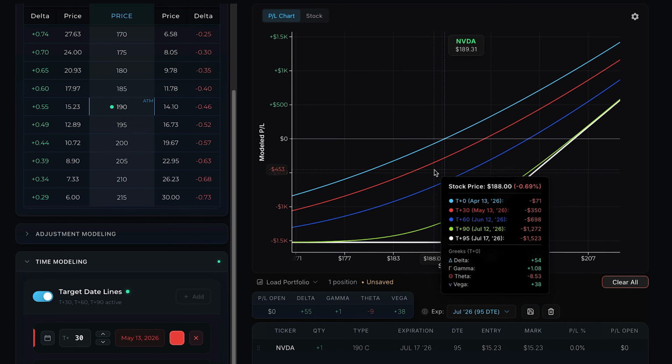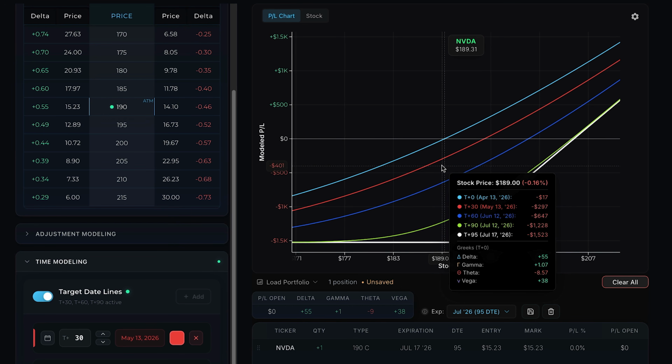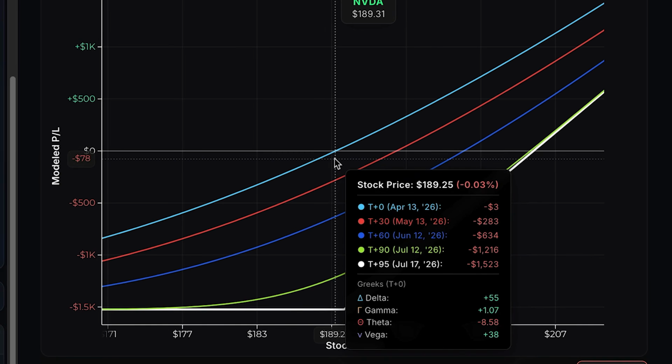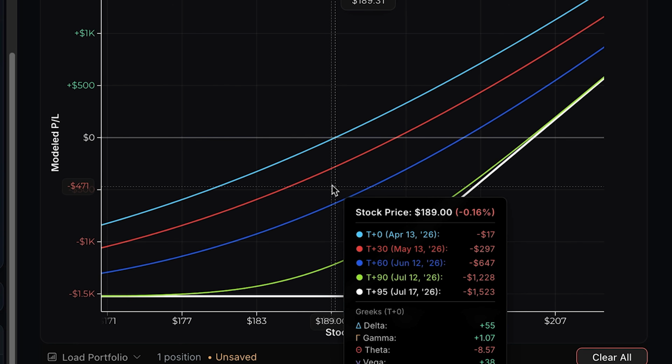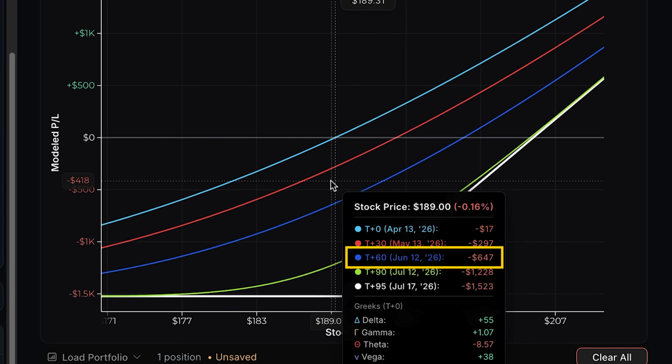If I zoom in on the chart and hover over a stock price of 189, we can see the P&L curves for this call option at different points in time. The modeler is telling me that in 30 days time, or T plus 30, the position is estimated to lose $297. In 60 days time, we're estimated to be down $647, and 90 days into the future, which is just before expiration, the position is estimated to have a $1,228 loss.